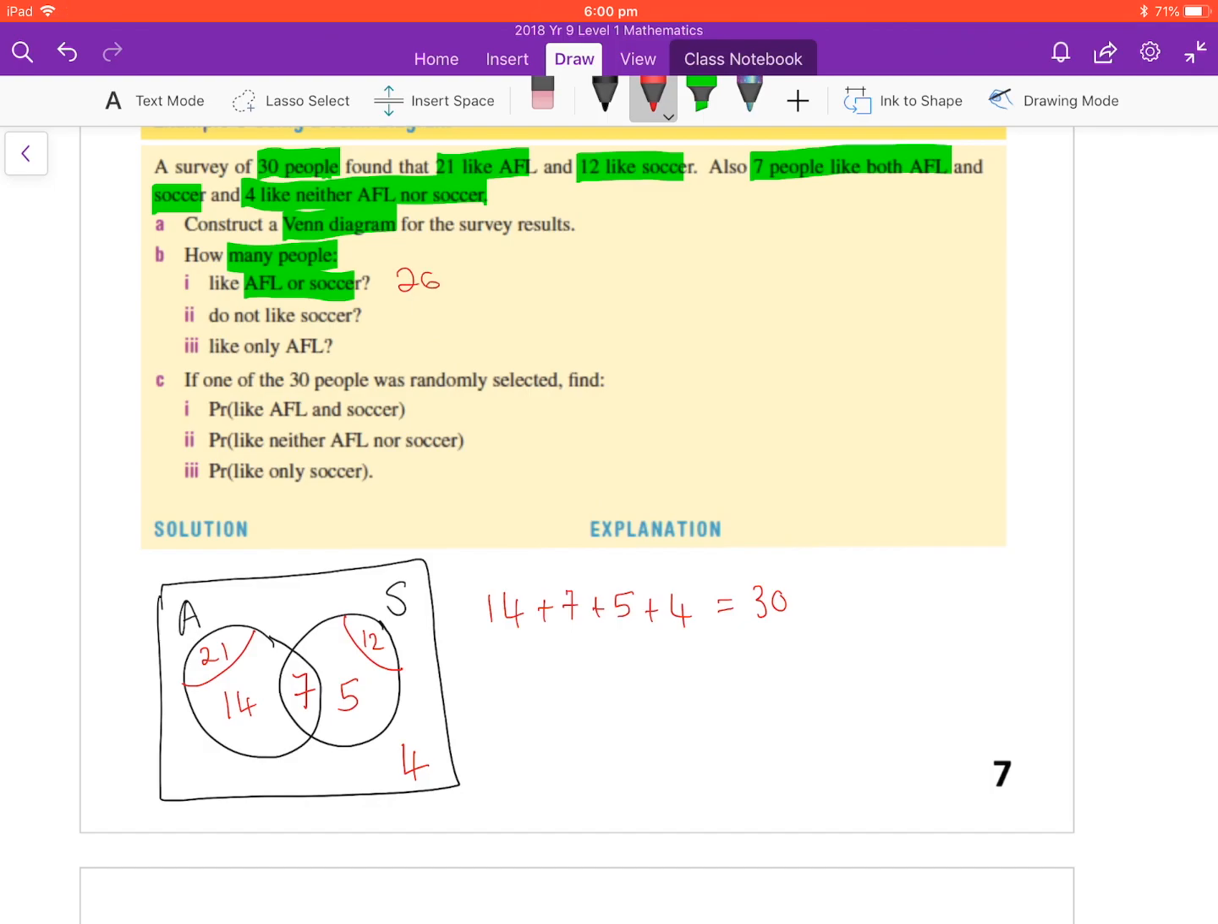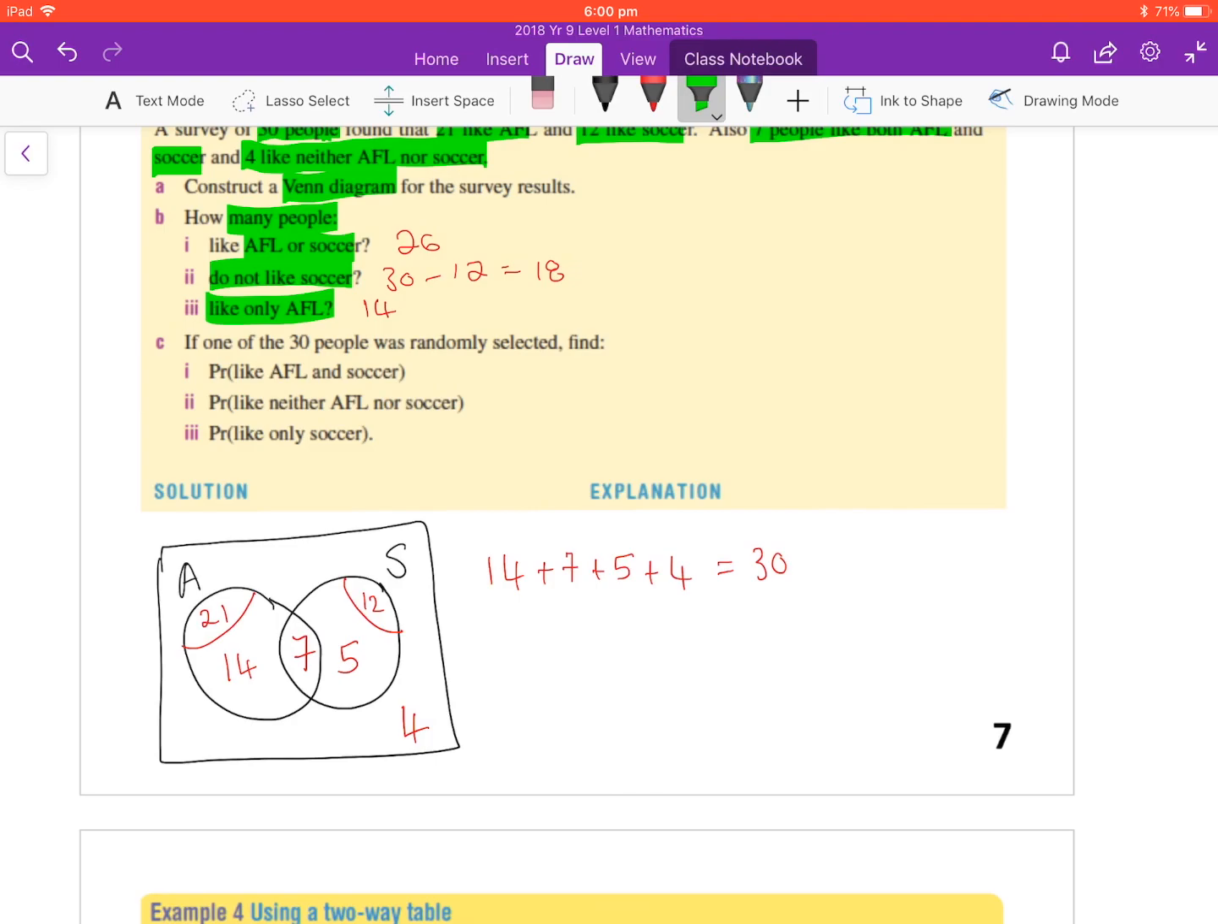We then go to the next question. How many do not like soccer? All right, how many do not like soccer? We've got 30 people in total, minus the 12 that like soccer. So therefore, that leaves us with 18. How many only like AFL? Only, see the word, they've used the word only. So how many people only like AFL? Well, there's 14 people. Right. That's all they're asking for that question in B.